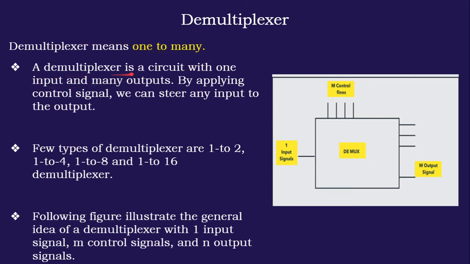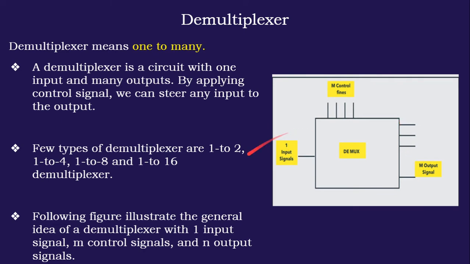A demultiplexer is a circuit with one input and many outputs. By applying control signals, we can steer any input into the output. There are a few types of demultiplexer: 1 to 2, 1 to 4, 1 to 8 and 1 to 16 demultiplexer. So these lines 2, 4, 8, 16 are the control lines or the select lines. These select lines are based upon the number of lines being used. This figure illustrates the 1 to 4 because it has one input and 4 output signals.